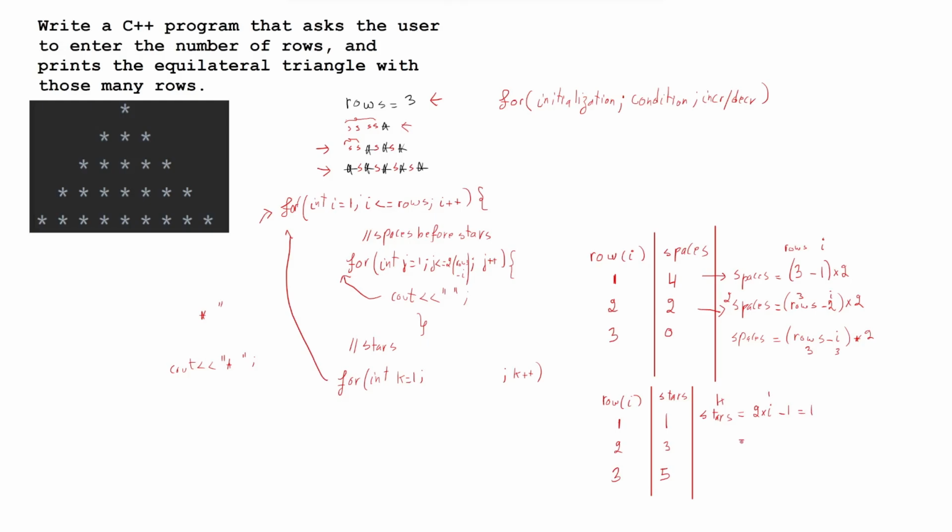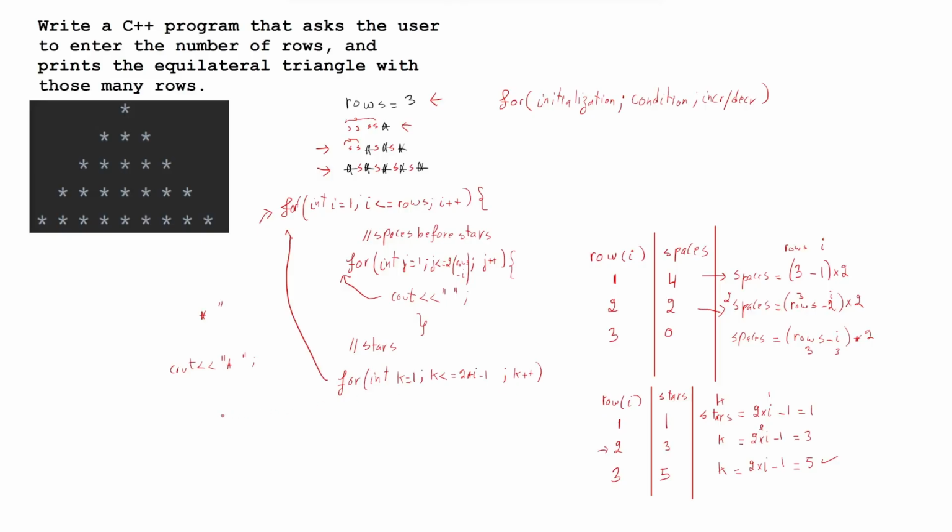Let's see if we can generalize it for the second row. So stars, or k, equal: if we do 2 multiplied by 2 minus 1, we get 3. So we can do 2 times I minus 1, so we get 3, because I in this row is 2. Let's see if it applies here. 2 times 3 is 6 minus 1 equal 5. So that's also 2I minus 1. We get 5. So our condition will be as long as k is less than or equal to 2 multiplied by I minus 1, k plus plus.